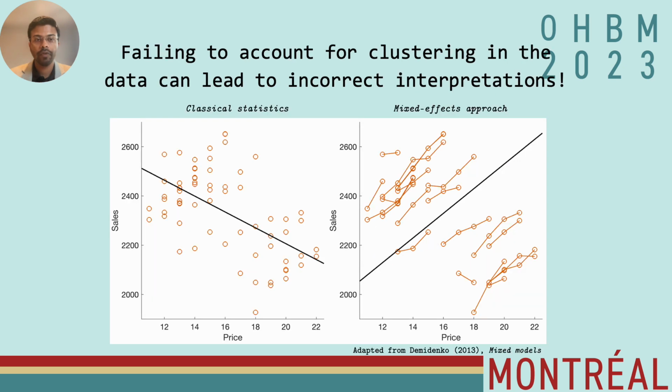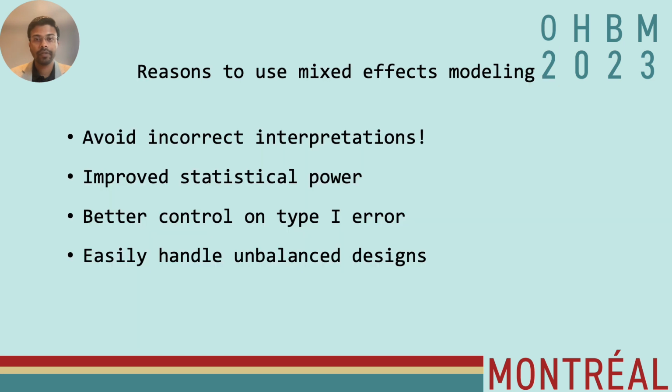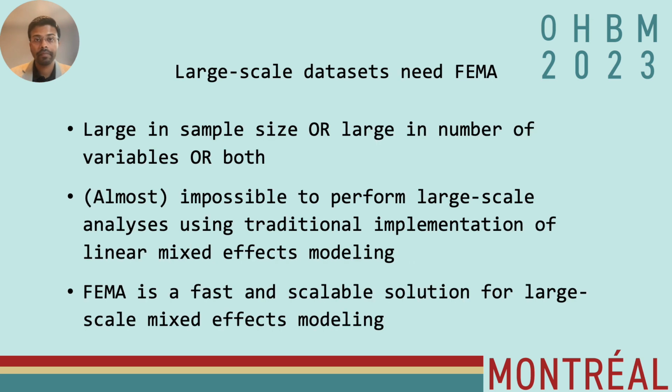So the key thing that I want to highlight here is that if we fail to account for the clustering of various kinds of structure which are present in the dataset, we could find very different interpretations. Other reasons to consider doing mixed models is that it improves statistical power, it provides better control over type 1 error, and you can handle things like unbalanced designs very easily.